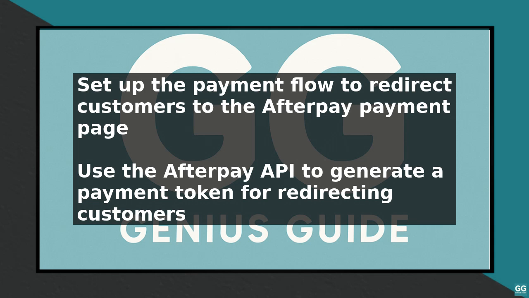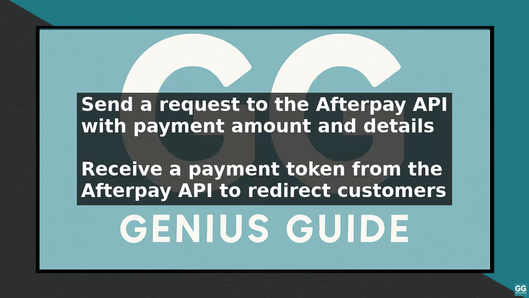To generate a payment token, you need to send a request to the Afterpay API with the payment amount and other relevant details. The Afterpay API will then respond with a payment token, which you can use to redirect the customer to the payment page.